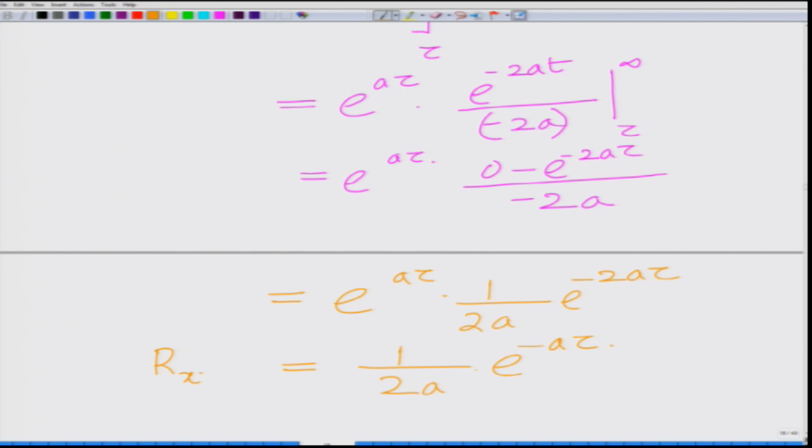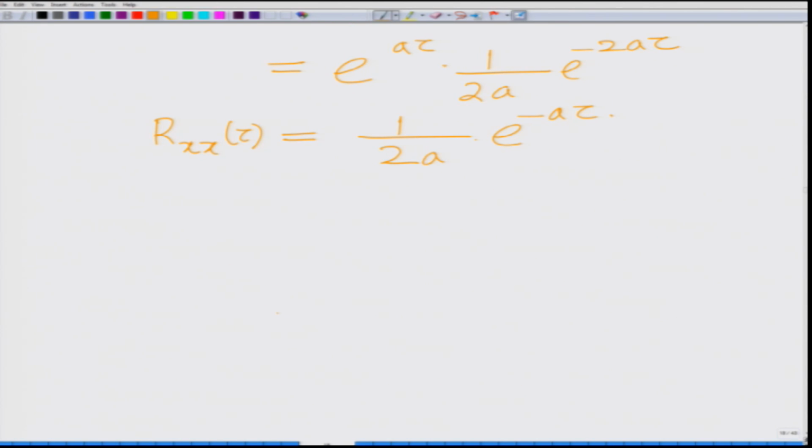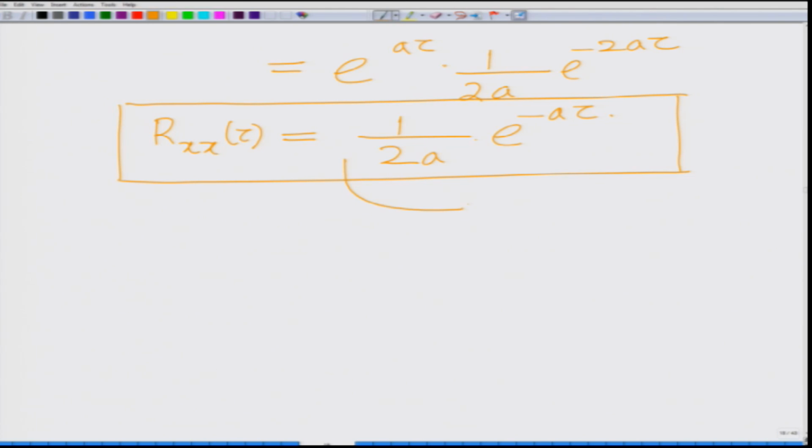So, this is your R_xx of tau, but keep in mind this is only if tau is greater than or equal to 0. There is a caveat: if tau is greater than or equal to 0, R_xx of tau equals 1 over 2a e to the power of minus a tau. So, what we are doing here is solving an example to compute the autocorrelation of the function e to the power of minus a t into u(t), alright.